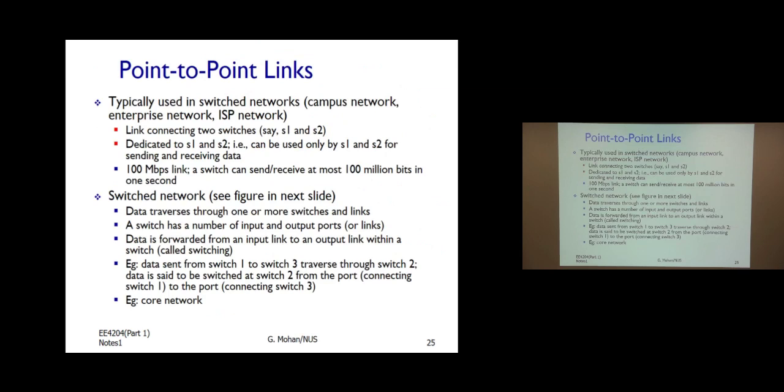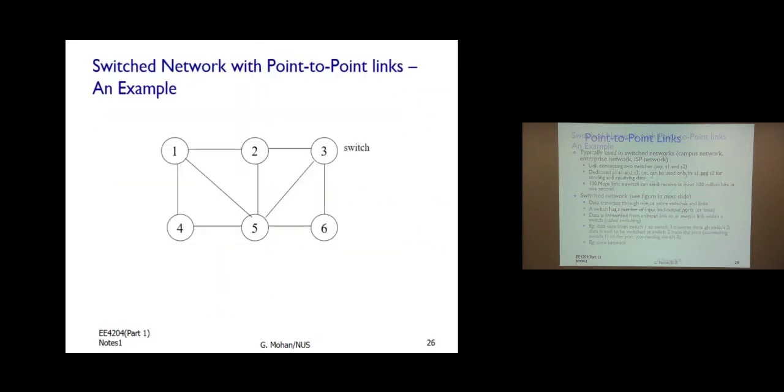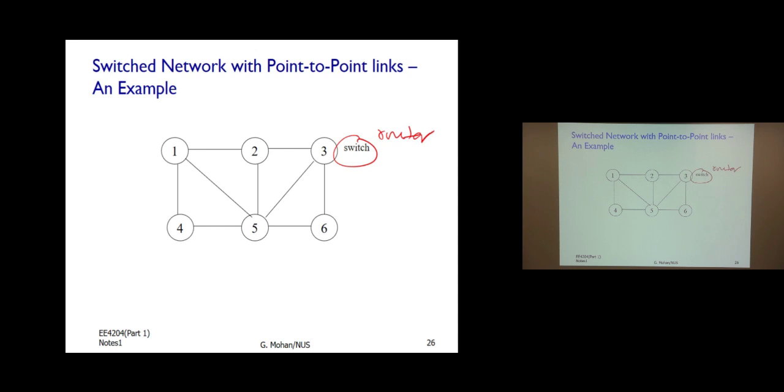The other type of links are called point-to-point links. Basically, these links are used to connect a switch or router. Later, the difference between switch and router will be clear. So what basically a switch does is this. This switch has a number of ports. You can see it has 3 ports, just an example. In real life, it may have 4 ports or 8 ports. There could be many ports.